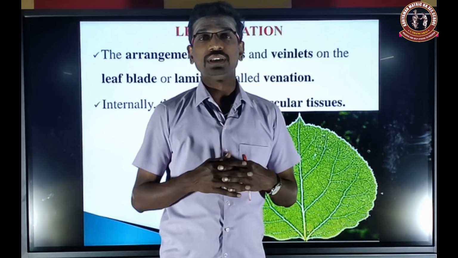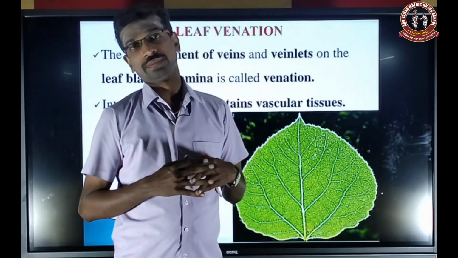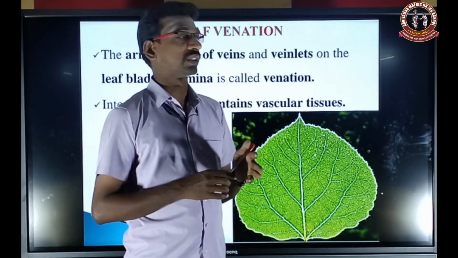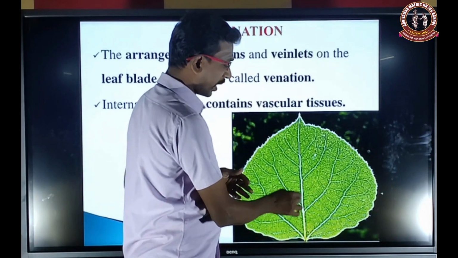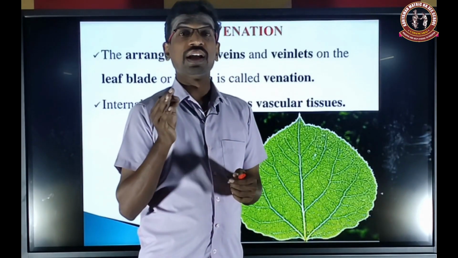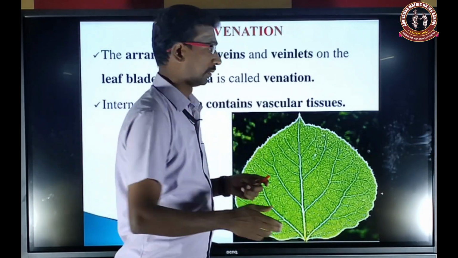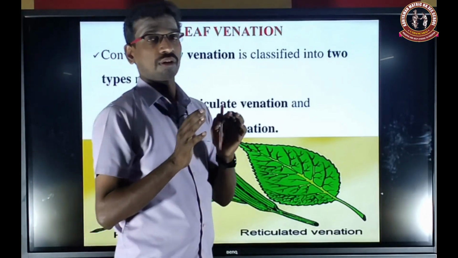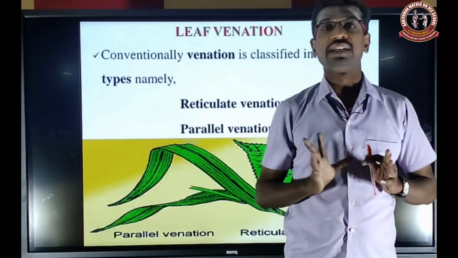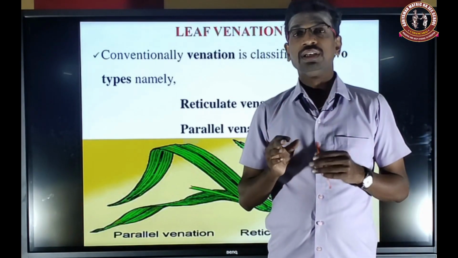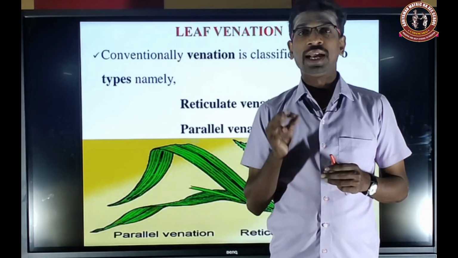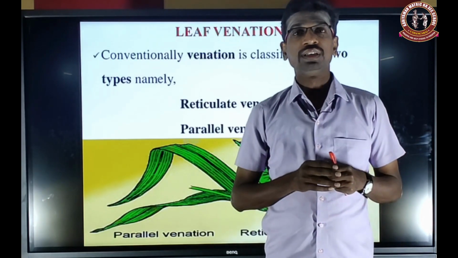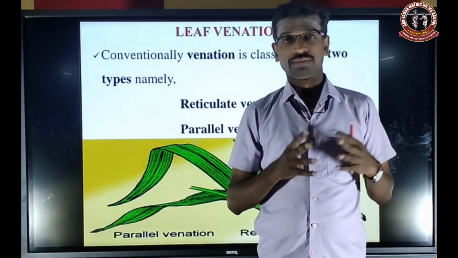For photosynthesis, the leaf requires water. This water is supplied by the xylem, which is present in the vein region. So the midrib and the vein contain what? The vascular tissues. Okay. So internally the veins contain the vascular tissues. Generally the veins are classified into two major categories: one is reticulate venation, another is parallel venation.